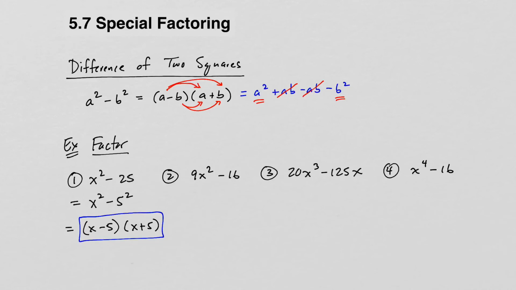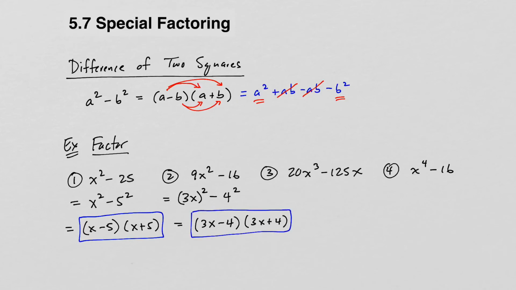How about number 2? 9x squared minus 16. If you want to express that as the difference of two perfect squares, we can say that 9x squared is 3x quantity squared, and 16 is 4 squared. And once you identify that, you can easily factor this as 3x minus 4 times 3x plus 4. And again, you can check at any time.